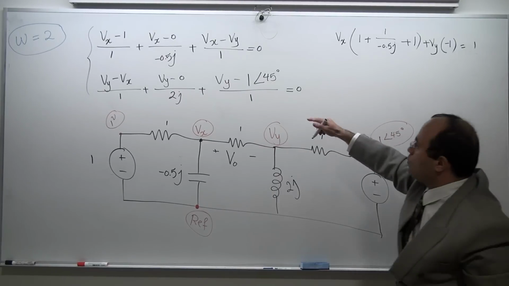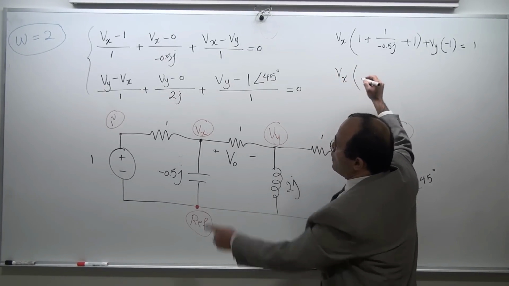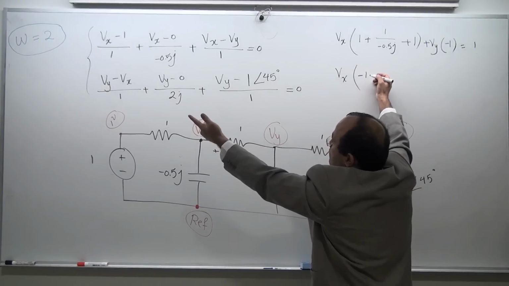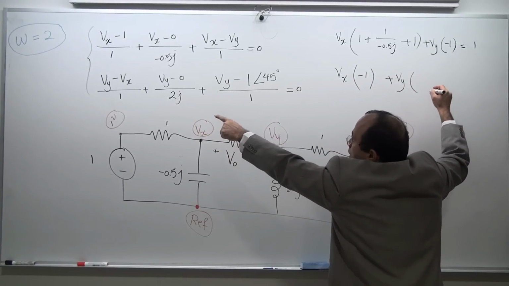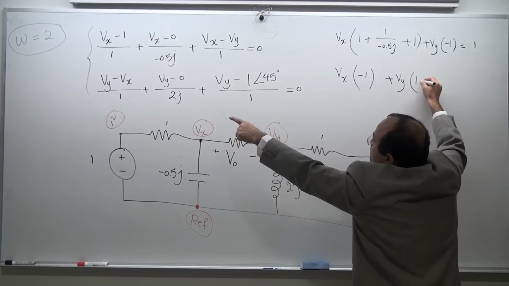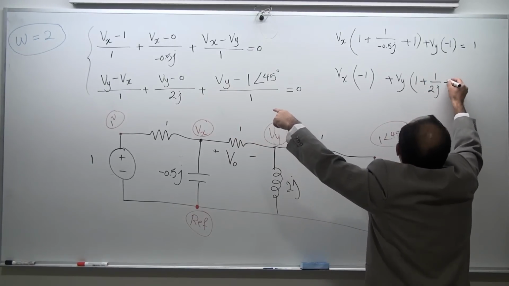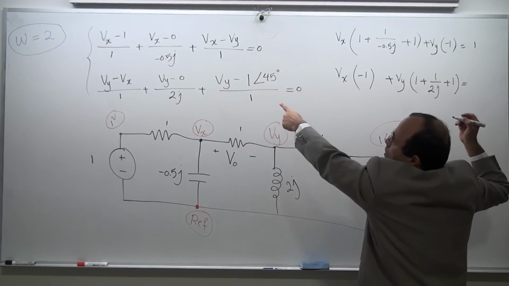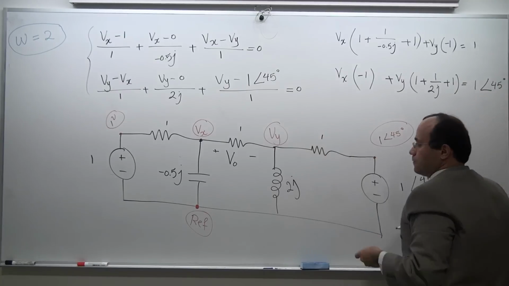Let's take a look at this equation. I'm going to have Vx. It's going to be minus 1, and that's it. And then I'm going to have Vy. I'm going to have 1 over 2j plus 1. And what is my constant? The constant is only this one, 1 angle 45 degrees.